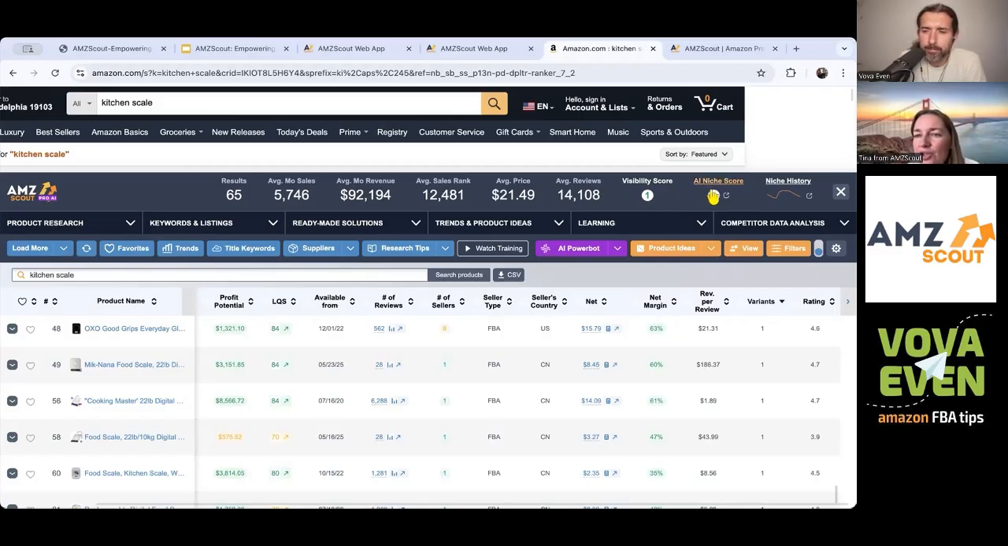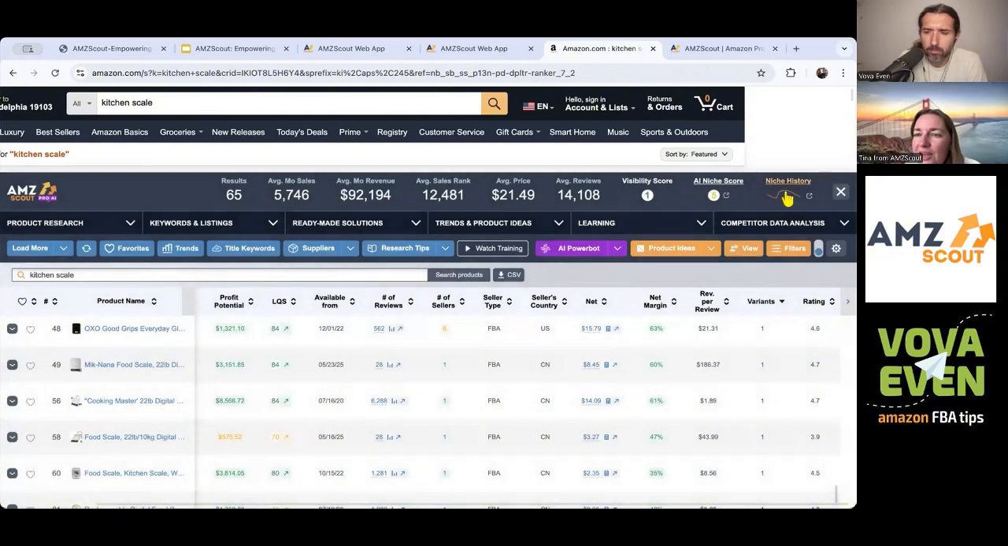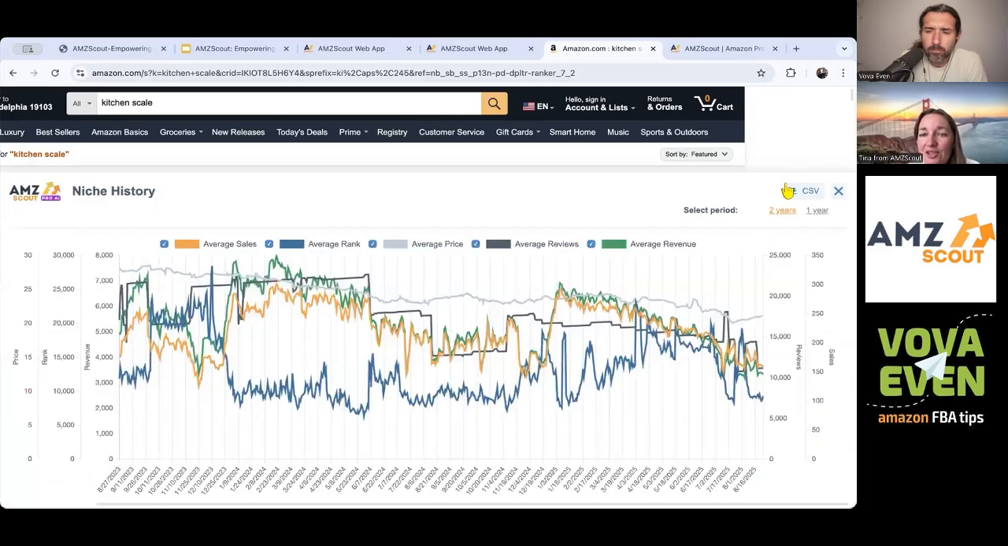The AI niche score, if you click on it, it will generate a short breakdown of the profit analysis, demand, and competition. And here it will again generate the AI niche analysis, which we've already seen for this niche. So in a couple of seconds, it will appear here, but we've already seen it. It has a niche history, which is a pretty cool one. I haven't shown it yet. I have opened the product history multiple times, but that one is a niche history, which is quite great to analyze as well.